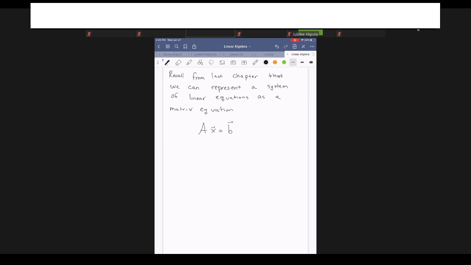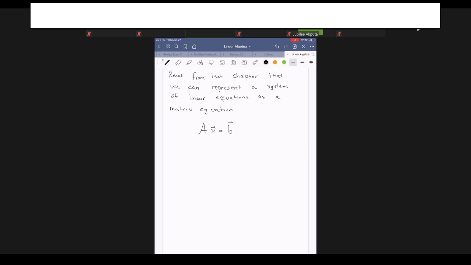So now that you have a notion of what matrix multiplication is, you can do this now, right? If I give you a matrix equation, you can translate back to the system, but what am I solving for here? It's this equation, right? So the thing you're solving for here is the vector x.